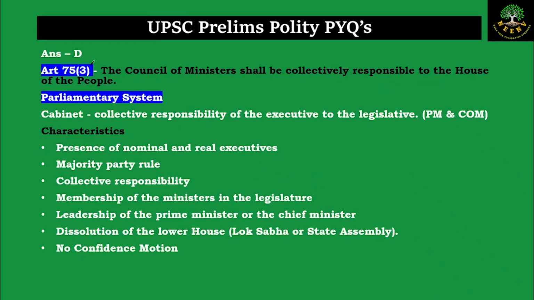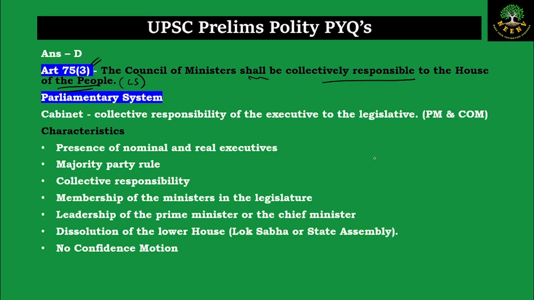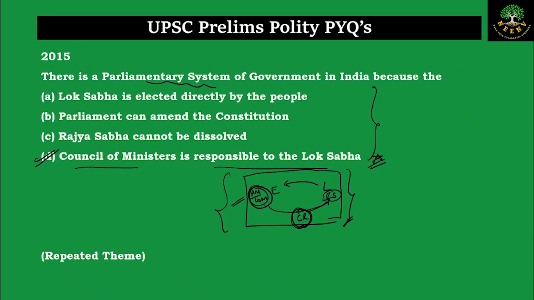If you look at Article 75 sub-clause 3, it clearly says that the Council of Ministers shall be collectively responsible to the House of the People, that is, to the Lok Sabha. So Council of Ministers is responsible to the Lok Sabha. This is the correct answer. And what are the other characteristics of the parliamentary system? The presence of nominal and real executives, the collective responsibility, and dissolution of the lower house if there is a no confidence motion. These are all the main characteristics of the parliamentary system of government. So the correct answer here is D.